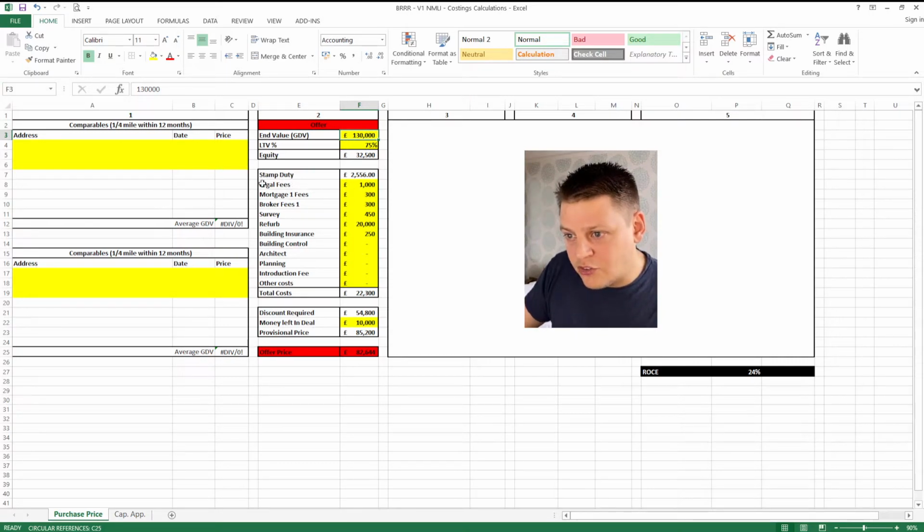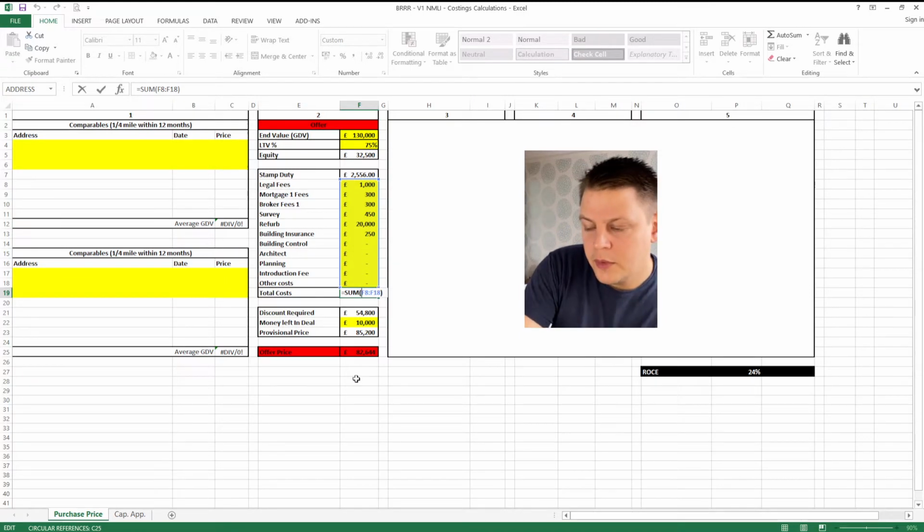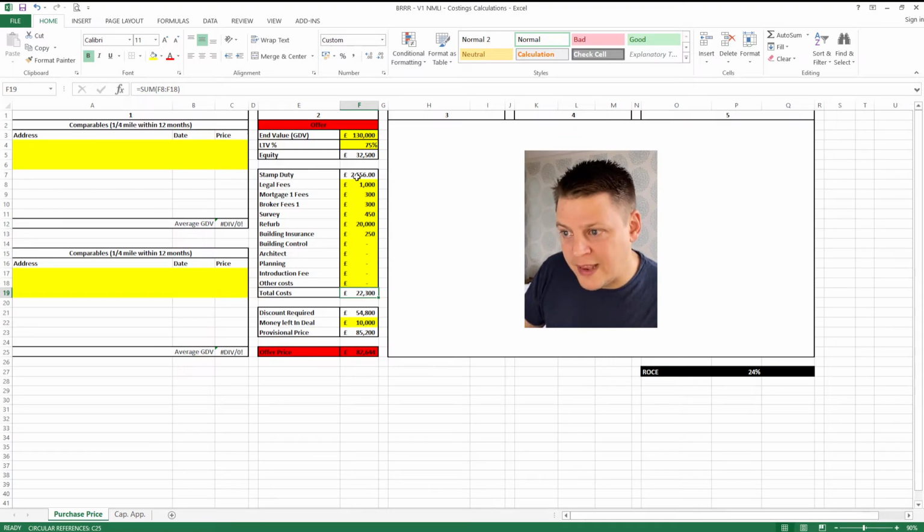And then we come onto this section here, delineated by this dark line, costs. Now, just notice stamp duty is not yellow. It's also calculated, but also in terms of costs, it's not included in this sum calculation from F8 to F18, but it is a cost, so it's in that box. I'll come back to that in a moment.